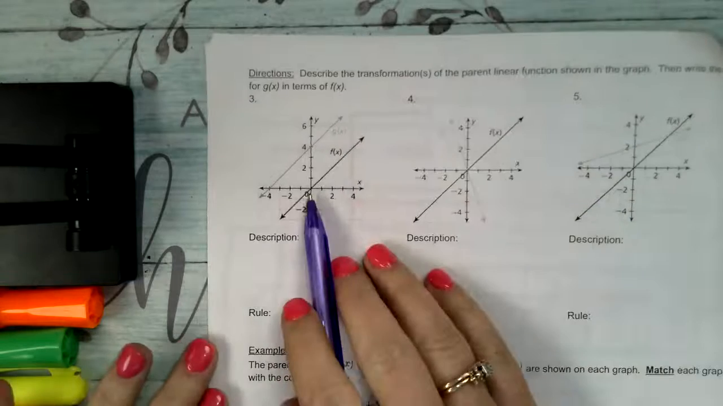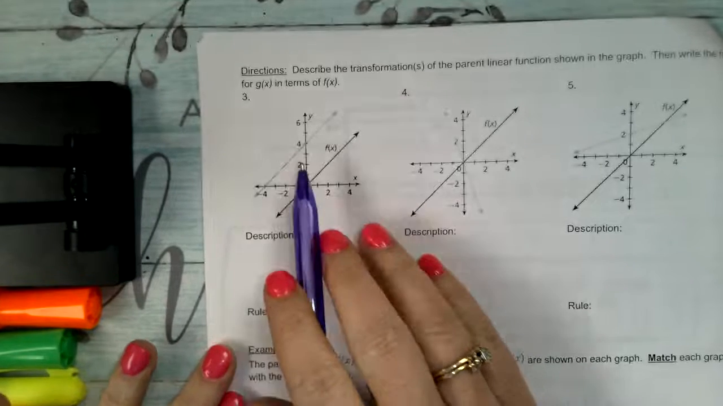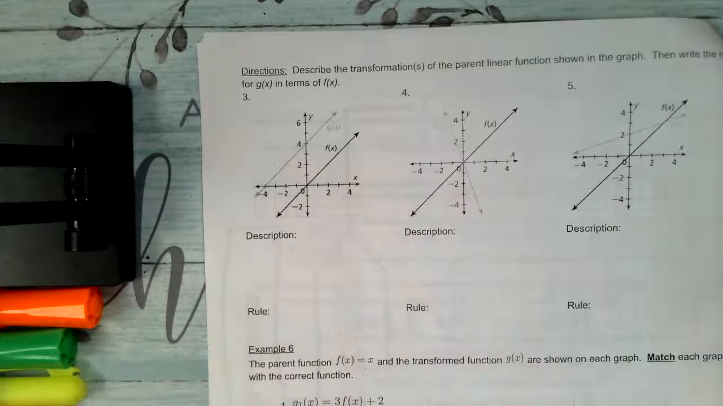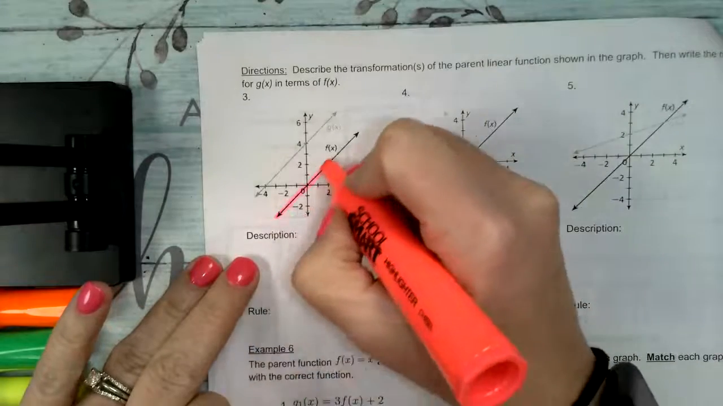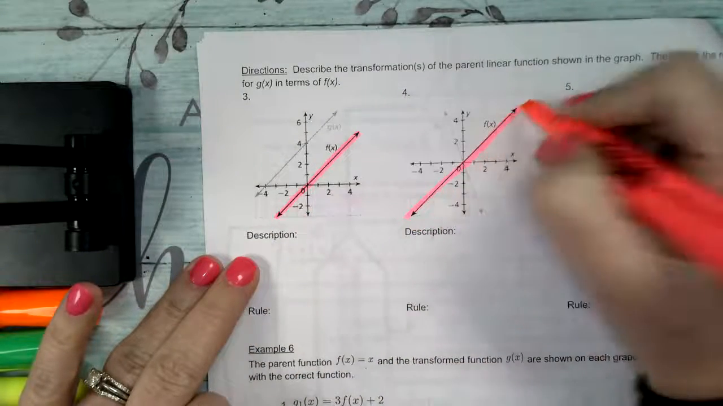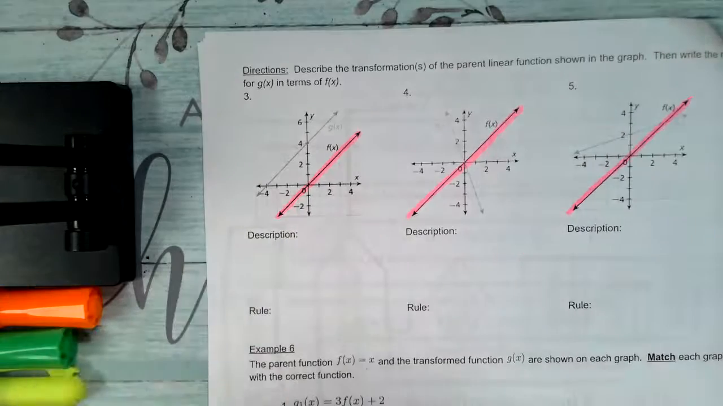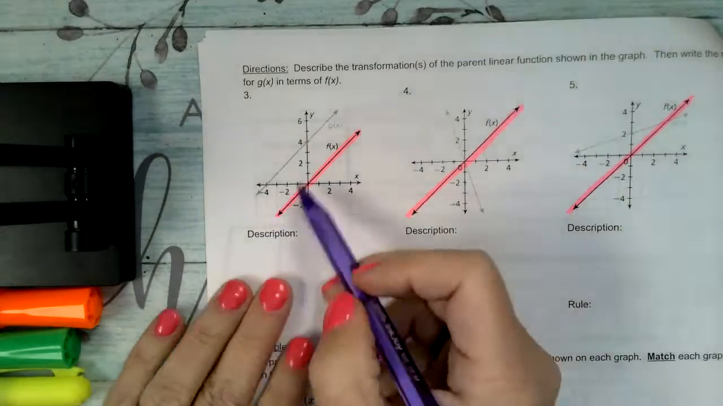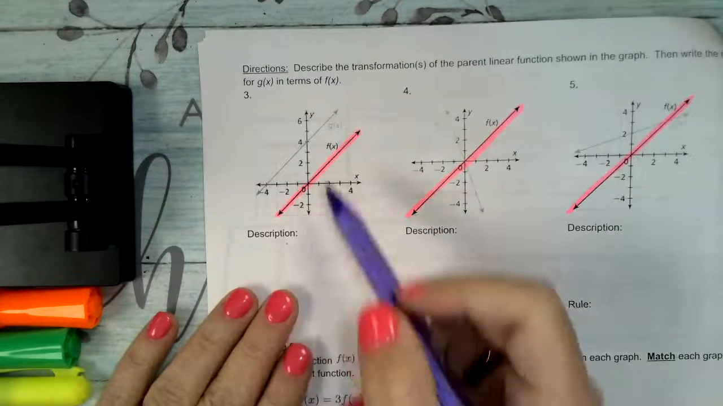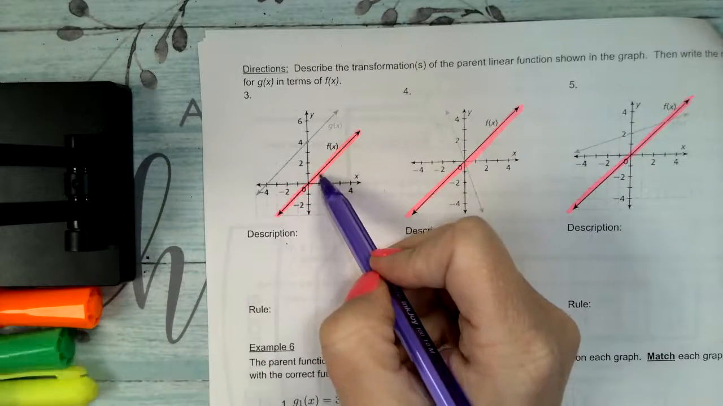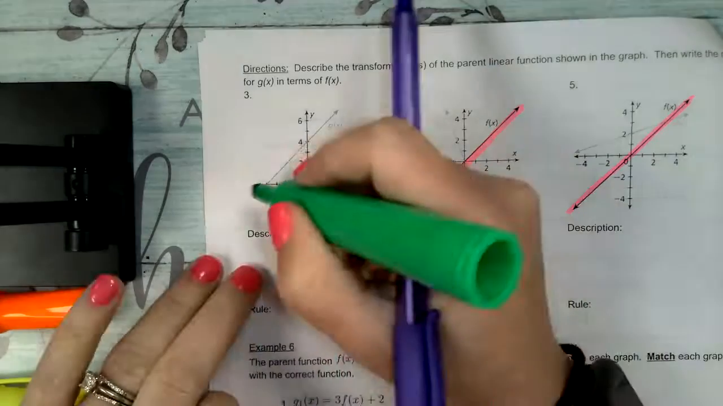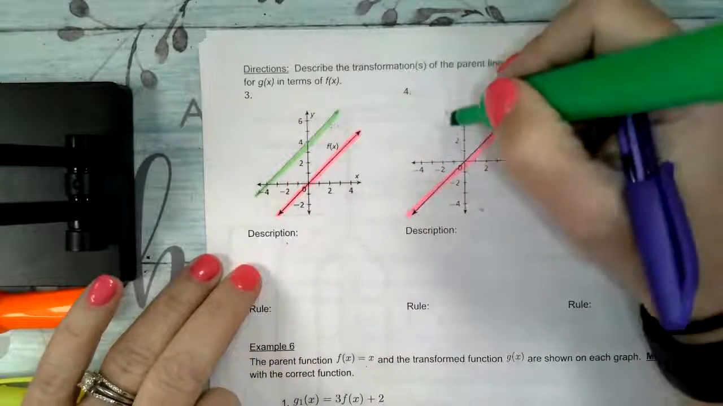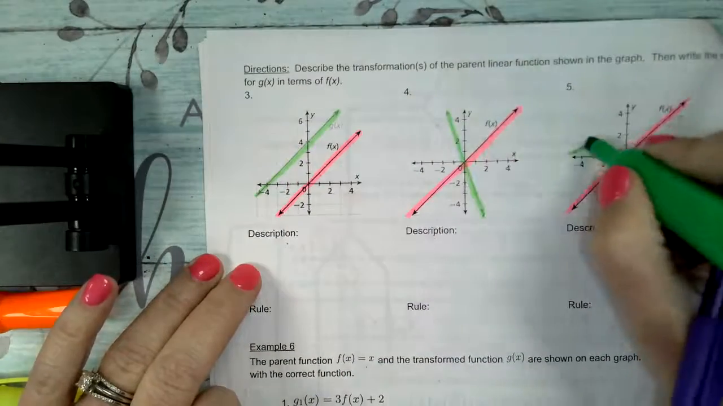Now we're going to go the other direction. We're going to look at a graph and then compare that to the parent function, which I'm going to highlight pink. My parent function is, again, y equals x, or f of x equals x. And I'm going to describe in words what is going on from the f of x to the g of x. So going from pink to green.